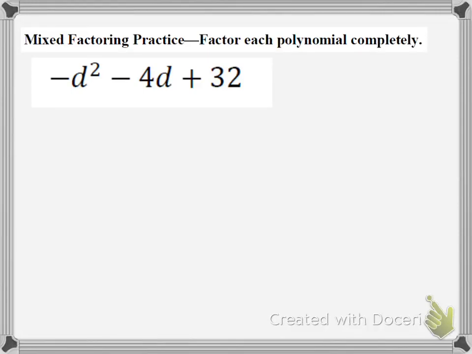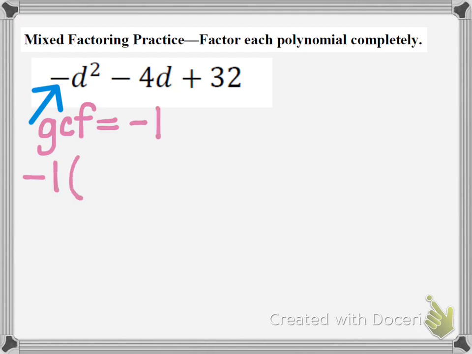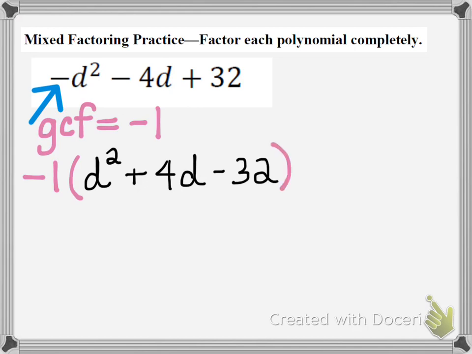Since we see our leading coefficient here is -1, we know that we want to start by factoring out a GCF of -1. So after we factor out -1, we have -1, and then in parentheses we have the trinomial d squared plus 4d minus 32. Notice how there's a sign change on all the terms in the trinomial. Now we just focus on the trinomial.